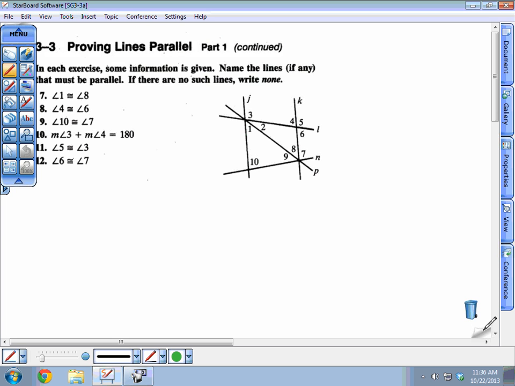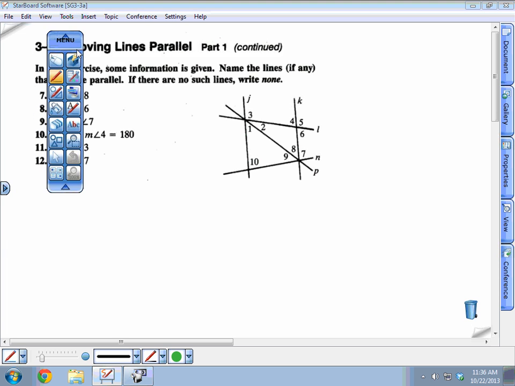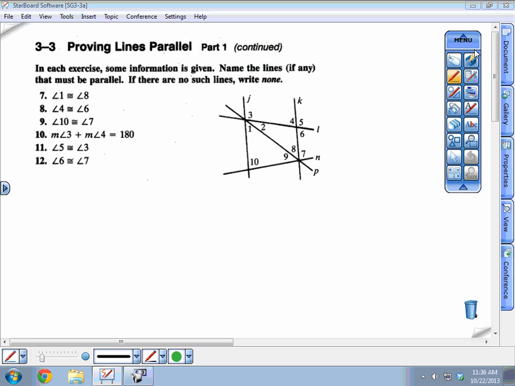Next, I'm going to move this thing out of the way. Okay? This one is confusing because there's nothing down here next to the 10, like there's no letter. Well, if there's no letter, you have your lines, and all the significant angles that they want to talk to you about are already labeled. You also have the lines J, K, L, N, M, L, N, P, sorry. Okay, so it says, in the exercise, some information is given. Name the lines, if any, that must be parallel.